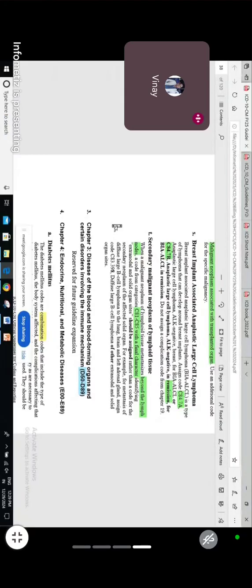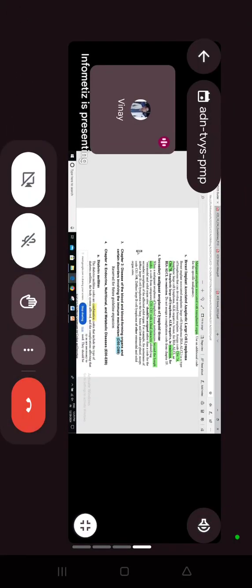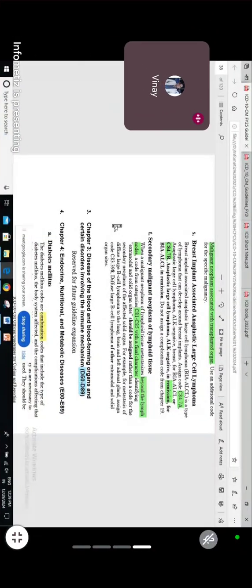Combination code for the diabetes. We have many manifestations mostly related with the diabetes as combination codes. You need to check in the tabular list and confirm whether we need additional codes or not.